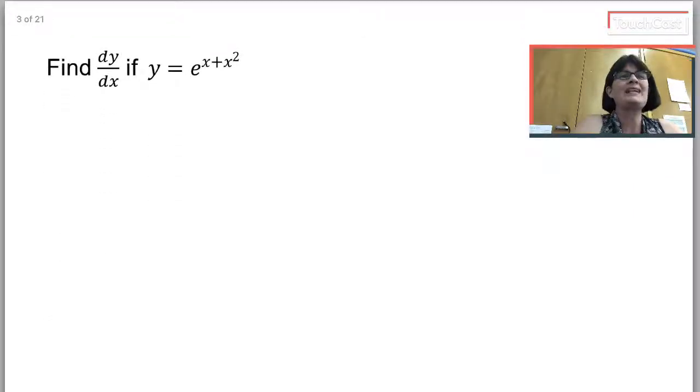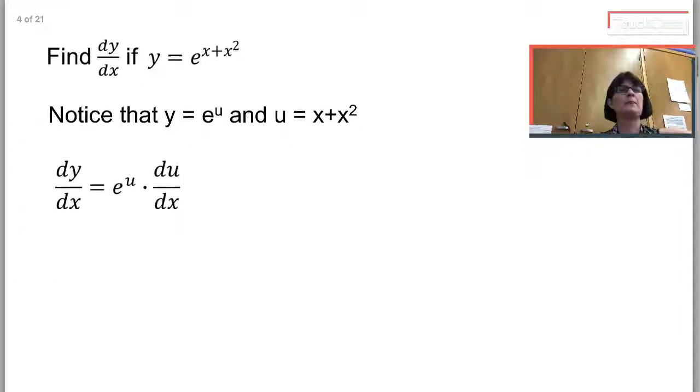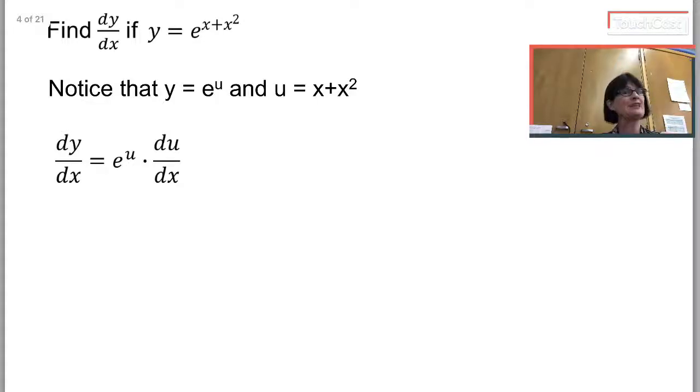Can you find dy dx if y is e to the x plus x squared? So in this case, if I'm going to think of that as y equals e to the u, what's taking the place of u? It's whatever is in that exponent, right? E to the, so x plus x squared is u. So I'm going to be able to take the derivative using the chain rule. The derivative with respect to x of e to the u is e to the u times du dx.